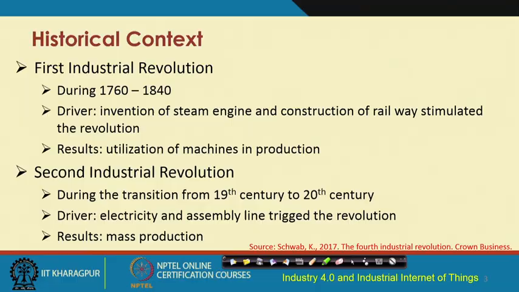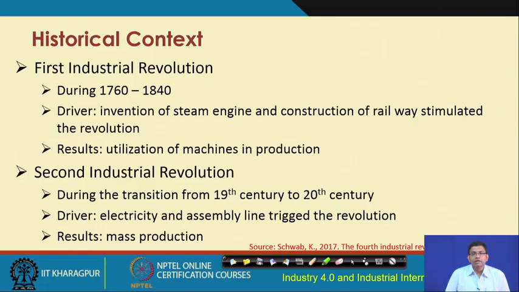So, the industrial revolution again went through different stages. Back in the 1760s to 1840s, it was the first industrial revolution, and this first industrial revolution was started with the invention of the steam engine, introduction of trains, mobility increased, construction of railways basically stimulated the overall revolution. So, this basically resulted in the utilization of machines in production. So, that was the first industrial revolution in the 1760s to 1840s.